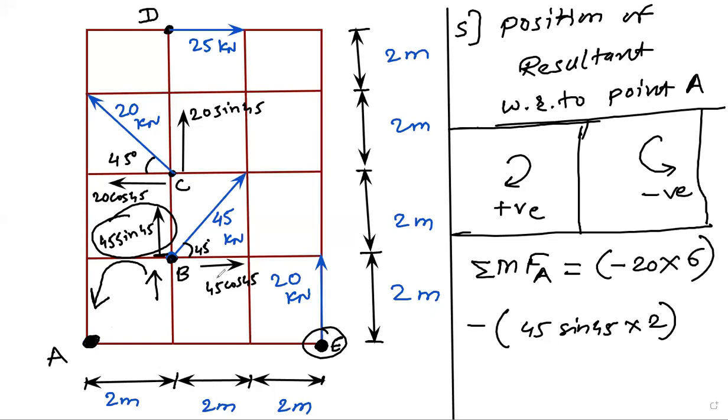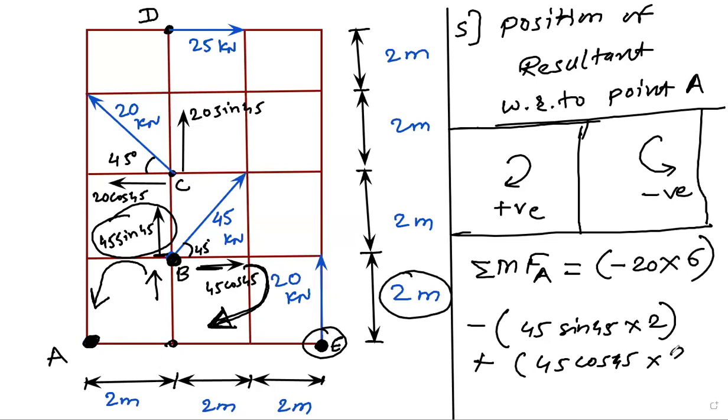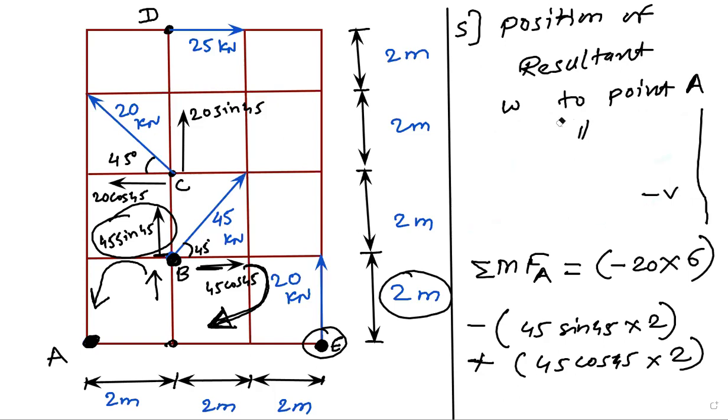Next, 45 cos 45. Okay, it is going towards point A like this, that is clockwise. So plus 45 cos 45, multiplied by, as the force is passing through point B, the distance between point B and point A, that is vertical distance, because the force is horizontal, so we have to take the perpendicular distance. As force is horizontal, distance is vertical, so the vertical distance is 2 meter, so multiply by 2. Understood? Yes or no? लक्षात येतं काय म्हणते मी? Yes, sir.